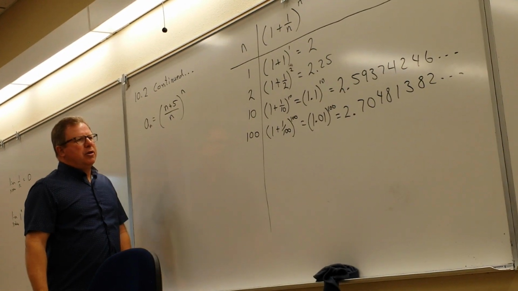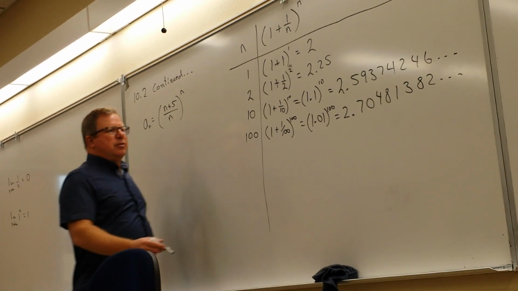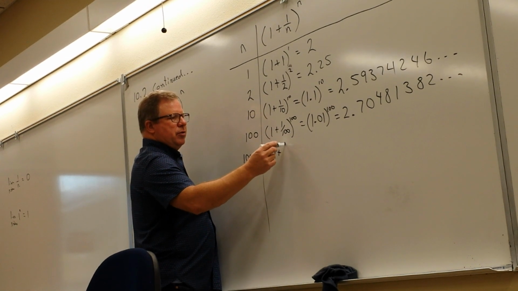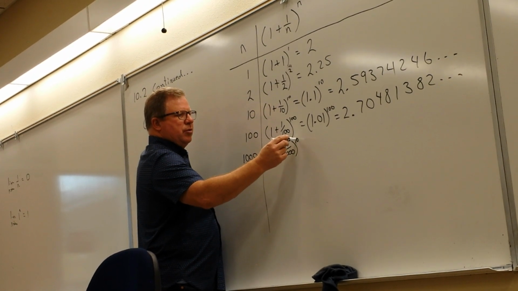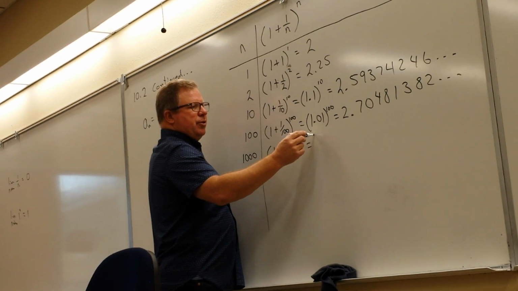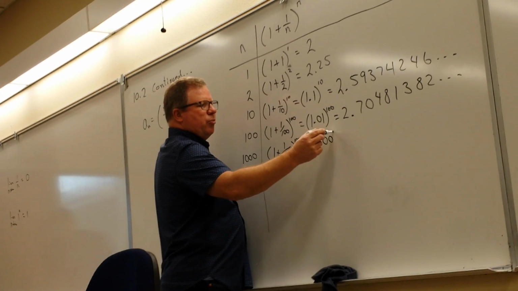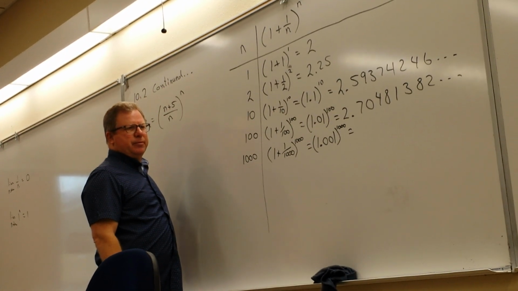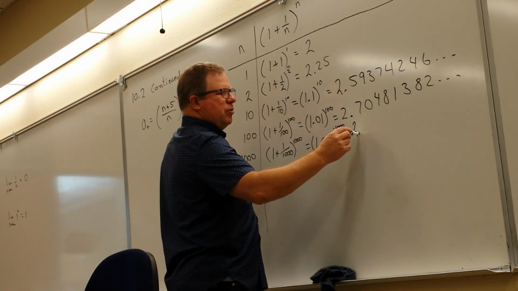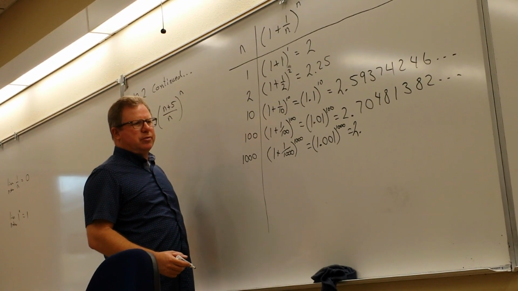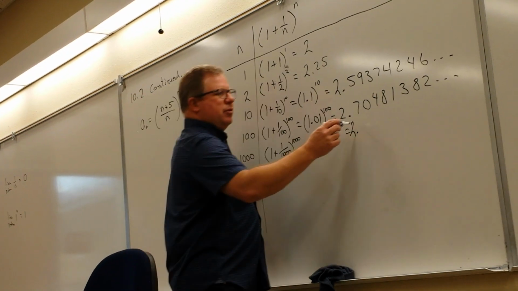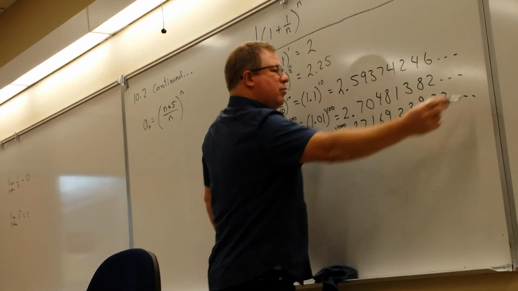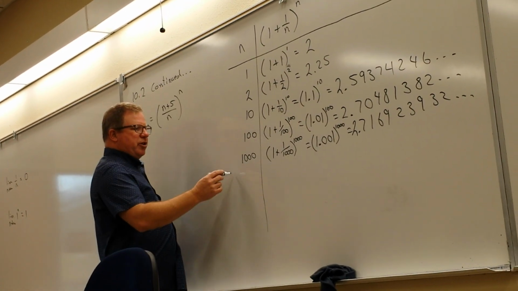That'll be good. All right, let's do 1,000. So that'll be 1.001 to the 1,000 power. 2.716923932. Okay.